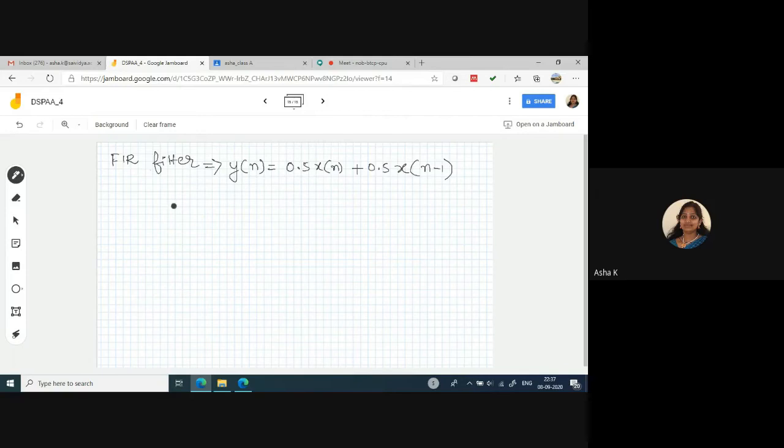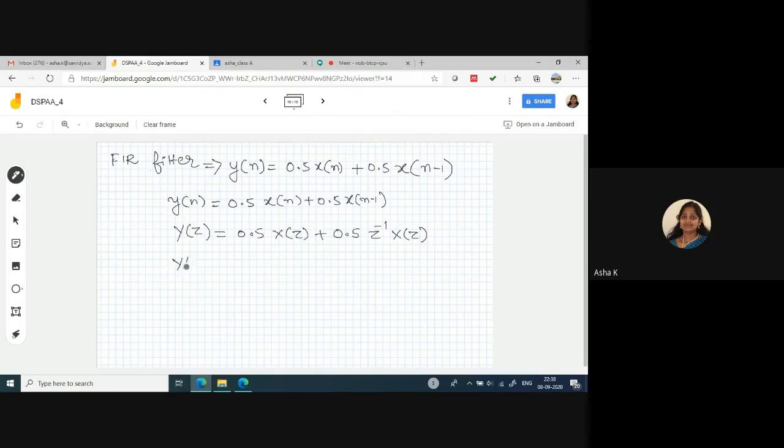So if we further simplify here, y of n is equal to 0.5 times x of n plus 0.5 times x of n minus 1. So next step, we are writing the z transform of this by considering the z transform on both sides: 0.5 times X of z plus 0.5 times z to the power minus 1 into X of z.